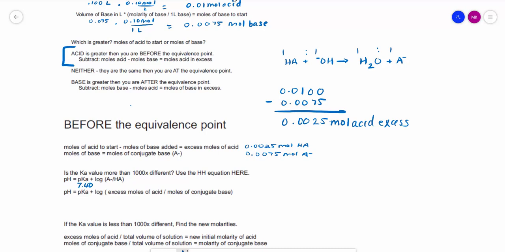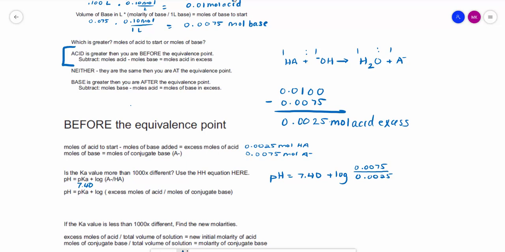So now I can find the pH at this point. And I'm going to do that by using the Henderson-Hasselbalch. pH equals the pKa, which I wrote down earlier, 7.40, plus the log of the A minus, the ratio of the conjugate base to the weak acid. Now, I can use moles in the Henderson-Hasselbalch equation. I don't have to convert that to molarity.